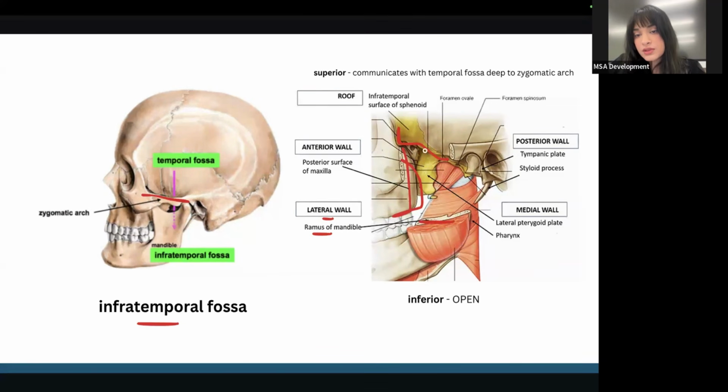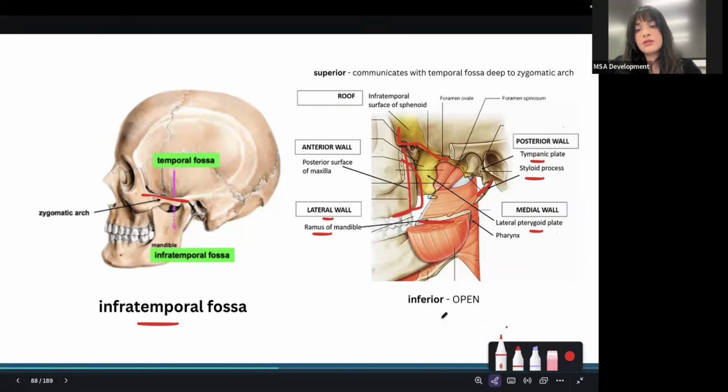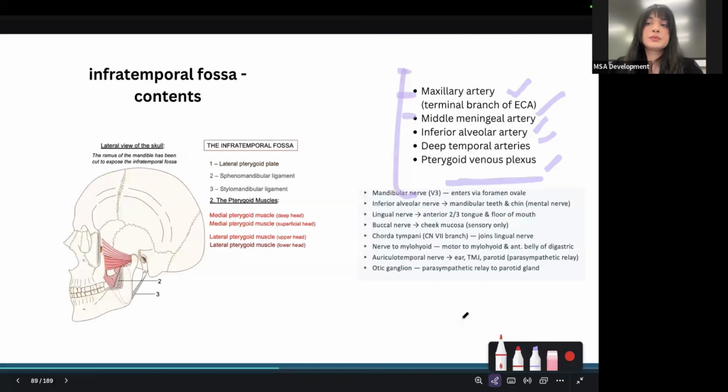Medially, this yellow thing, what is this? This is the lateral pterygoid plate of the sphenoid bone. And posteriorly, you have the tympanic plate and the styloid process, which is right there. Superiorly, it communicates with the temporal fossa deep to the zygomatic arch. So if you go up, it's going to be the temporal fossa. And the inferior is open. Remember that, there is no boundary at the bottom.